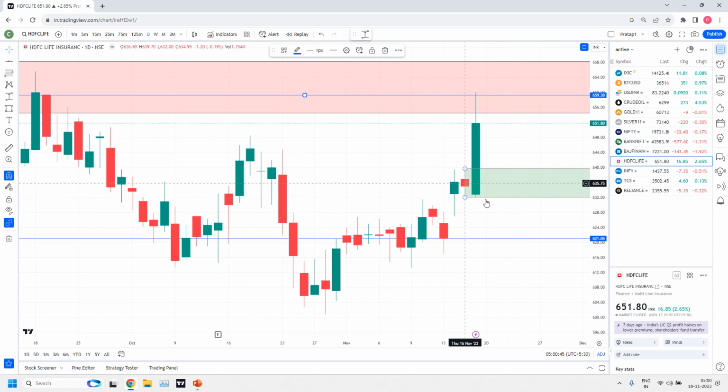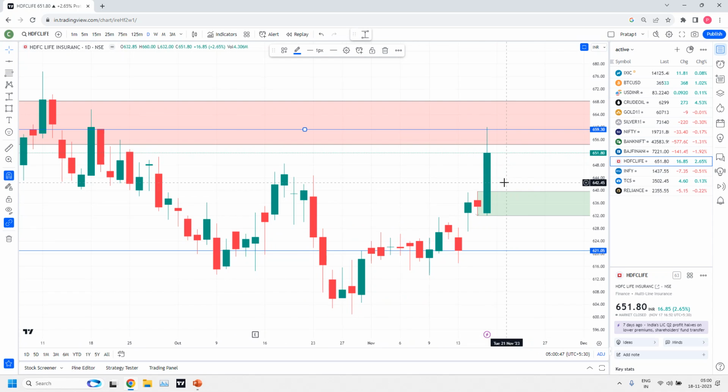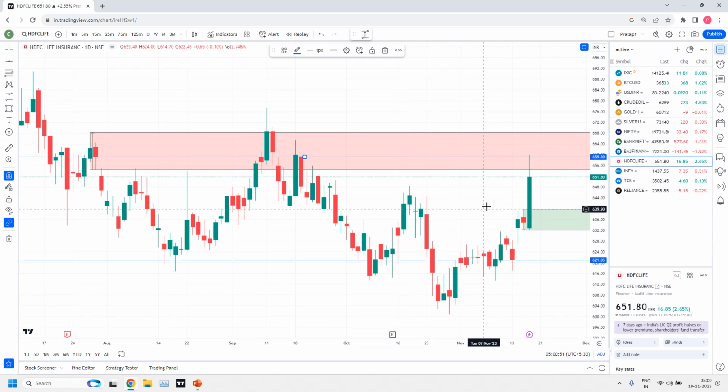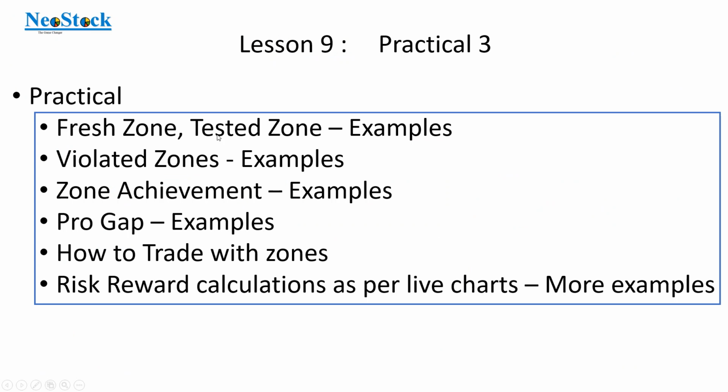And look into this example. But anyway, here the zone is violated. Let me select a best example by looking at some other chart, because so far, what concepts have we covered? Fresh zones we have seen, tested zones we have seen, violated zones we have seen. We have also seen zone achievement by violating. We have also seen pro gap.